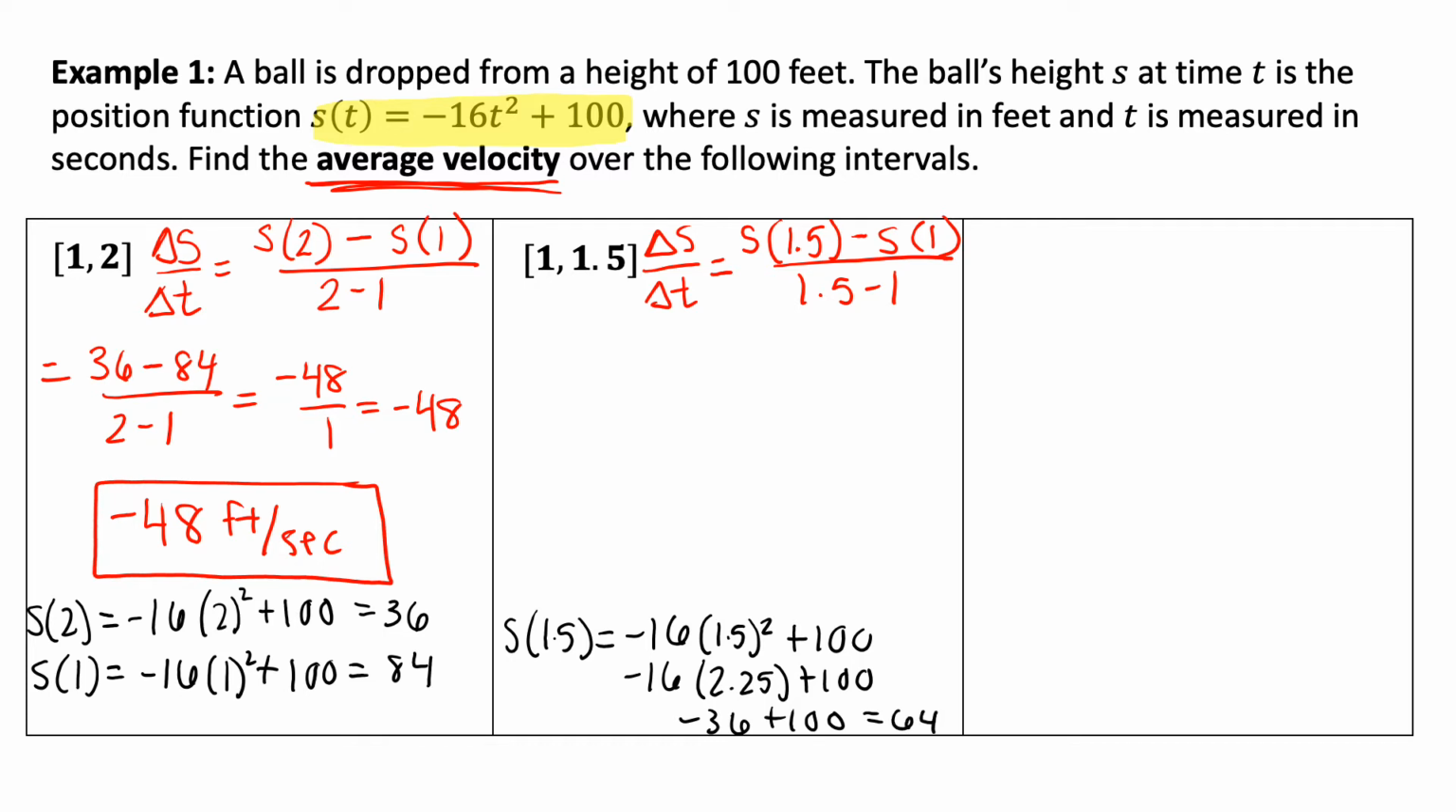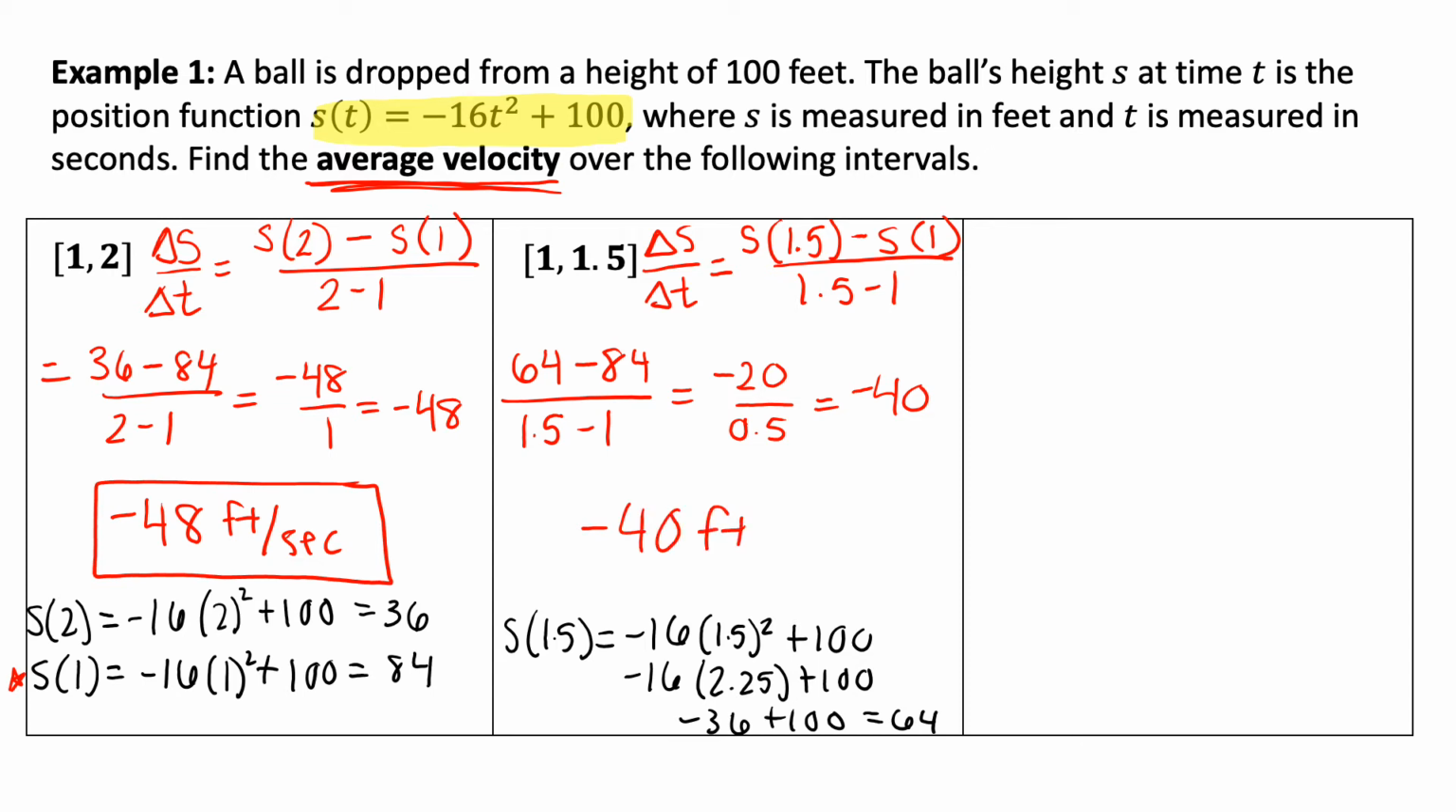Now I already have S of 1 from my first problem, so I can go back and plug into my average velocity equation. So I have S of 1.5 is 64 minus S of 1 is 84 over my change in time, so 1.5 minus 1. Doing this, 64 minus 84 gives me a negative 20, and 1.5 minus 1 gives me 0.5. So I have negative 20 over 0.5 simplifies to negative 20 times 2, which gives me negative 40. So my average velocity on this interval from 1 to 1.5, so that smaller time interval, is negative 40 feet per second.